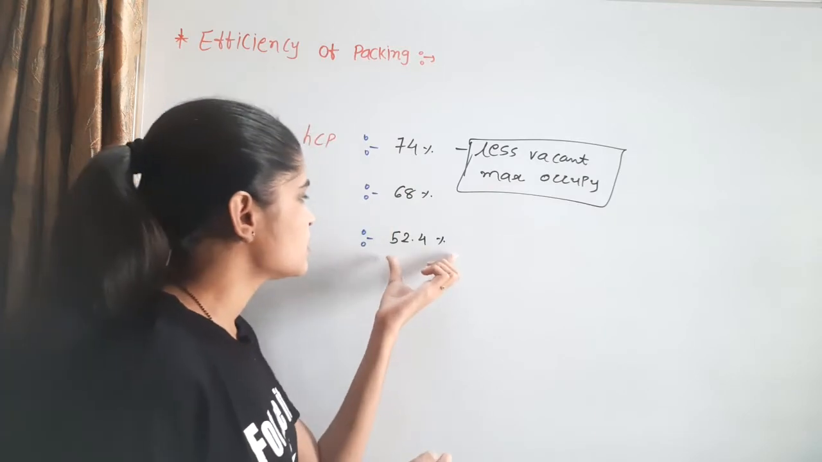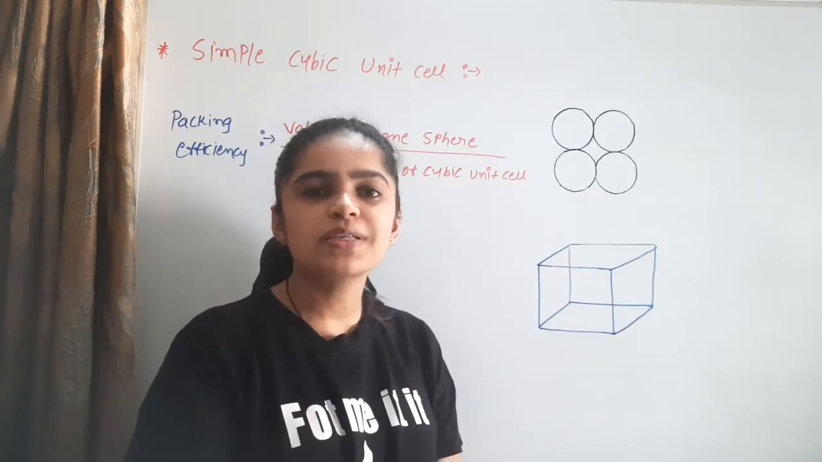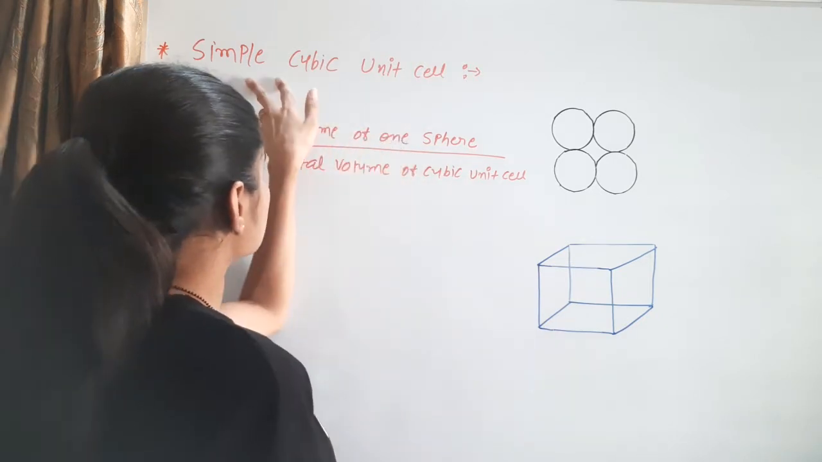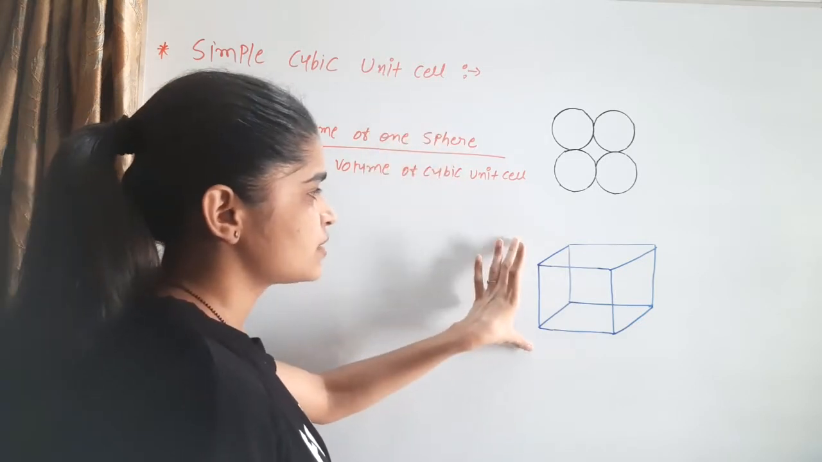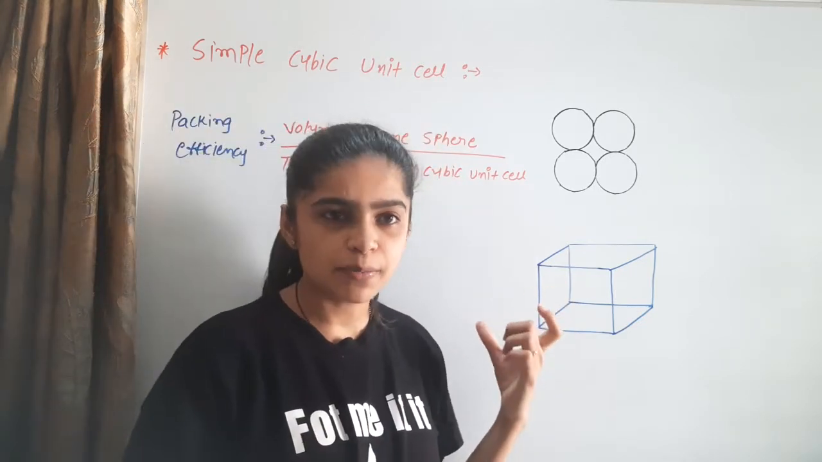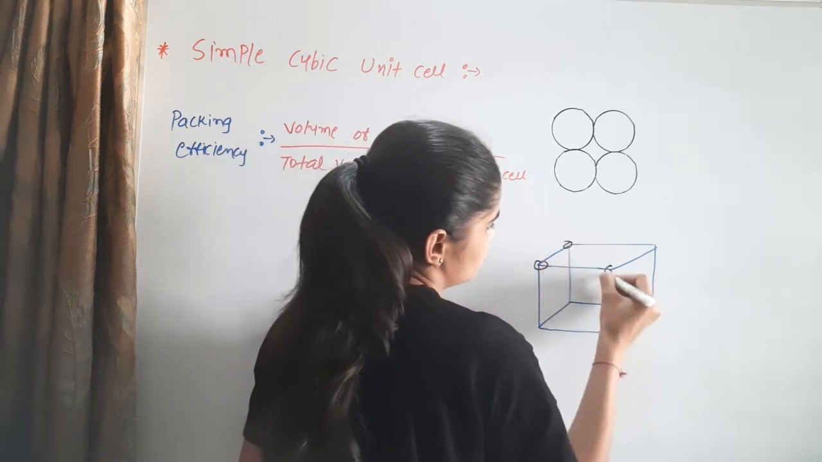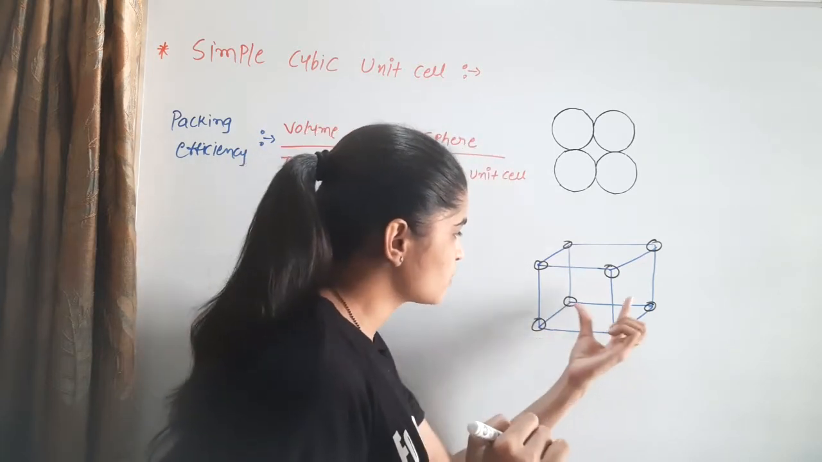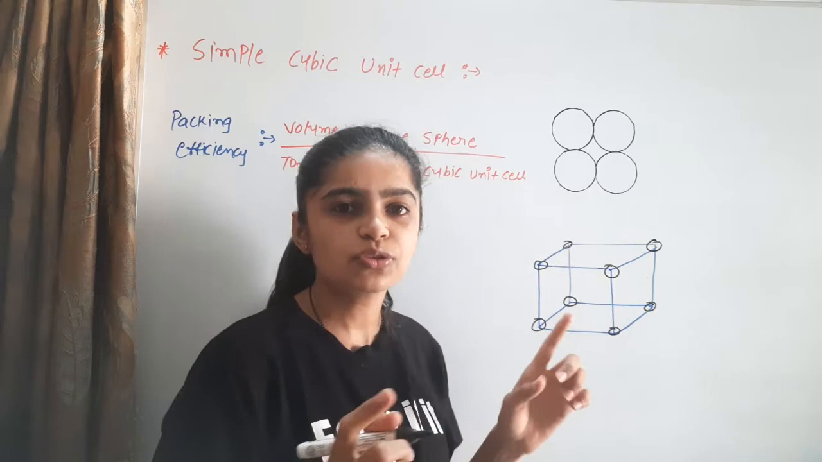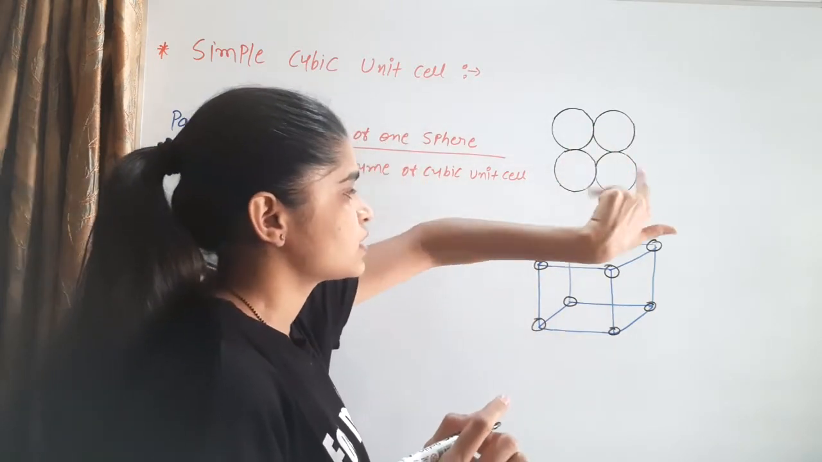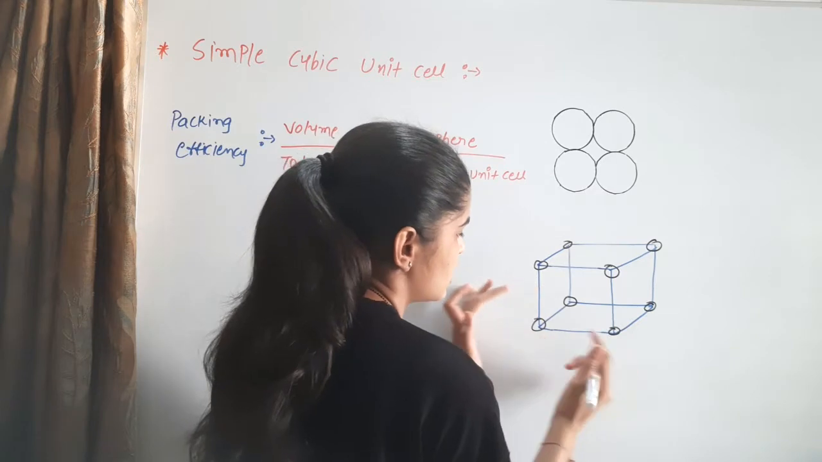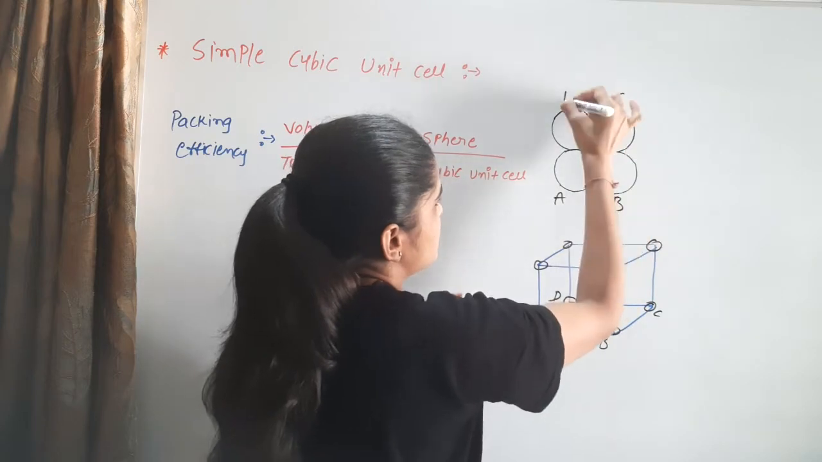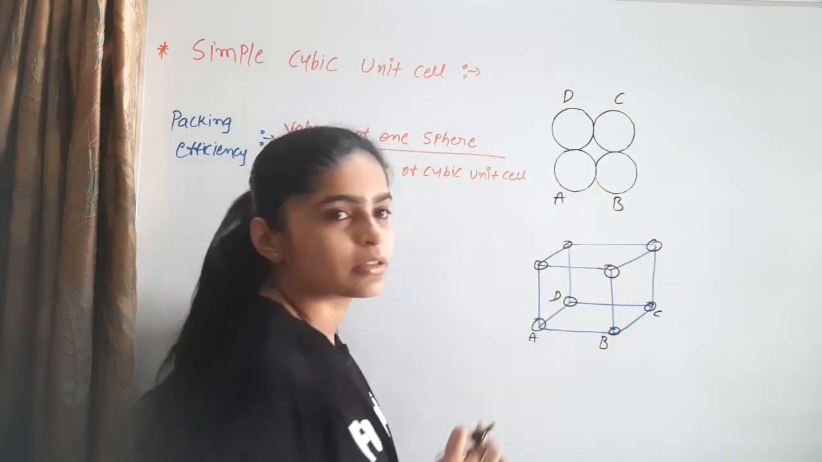In the same way, for the simple cubic unit cell with 52.4%, how do we find the efficiency of packing? First of all, in the simple cubic unit cell, 8 corner atoms are present, counted 1, 2, 3, 4, 5, 6, 7, 8. These two corner atoms, and these two, are touching each other. So these 4 are touching each other. We give them the names A, B, C, D. So these 4 are touching each other.